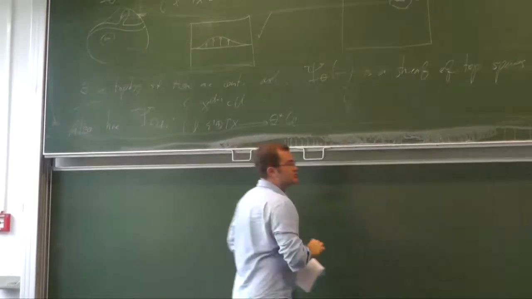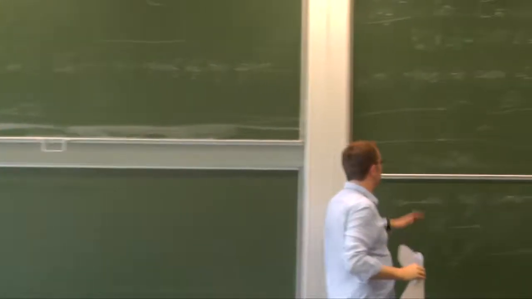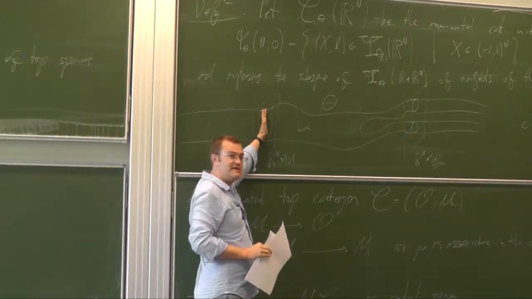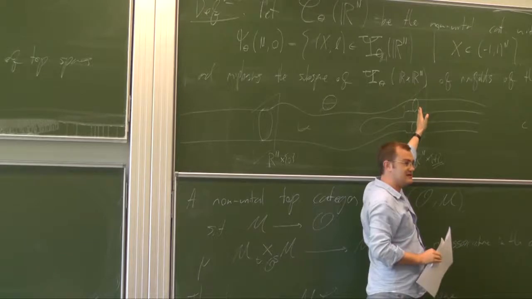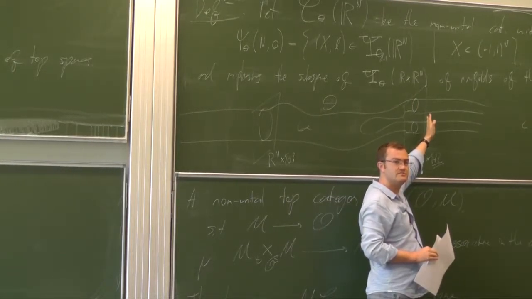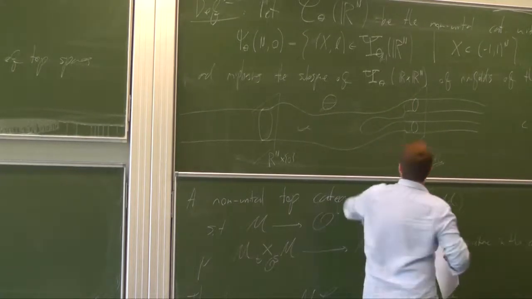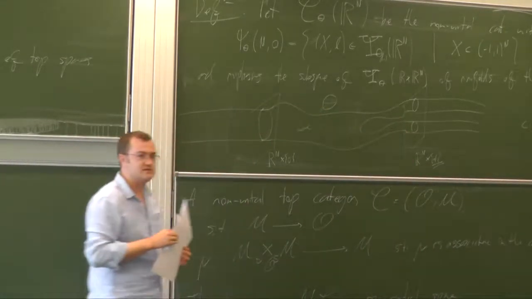And how is this a category? Well, what are the source and target maps? The source map is you intersect with this slice, and you take that d minus 1 manifold. And the target map is you intersect with that slice, and you take that d minus 1 manifold. Okay? That gives you maps to the set of objects.